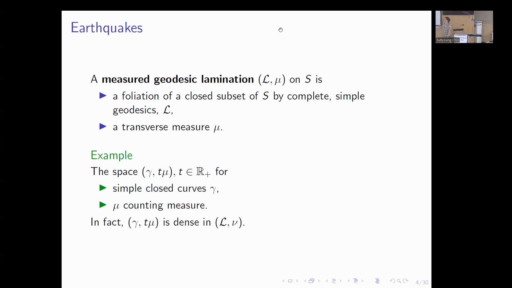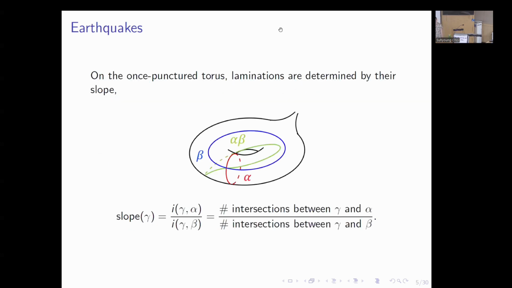Yep. And so here it's even simpler, maybe, when we're looking at these types of curves. If we have any gamma, and we think about the framing given by alpha and beta, our meridian and longitude, then the slope of a curve gamma is just defined by the intersection number with alpha over the intersection number with beta. Okay, so this will give us any rational number here for gamma, some simple closed curve.